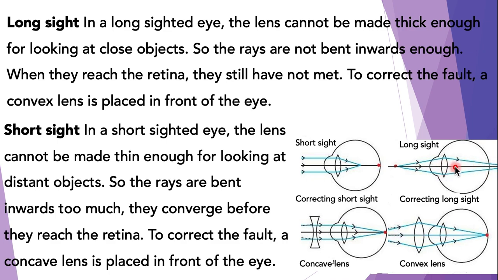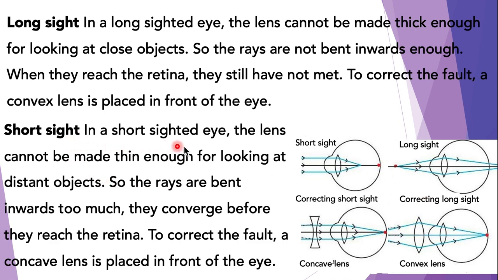To correct this fault, a convex lens is placed in front of the eye. Here you can see a convex lens. This convex lens helps to bend the rays inwards enough so that the rays meet at the retina and the image which is formed is clear. Okay, this was the long-sighted eye, and we use a convex lens to correct the long sight.